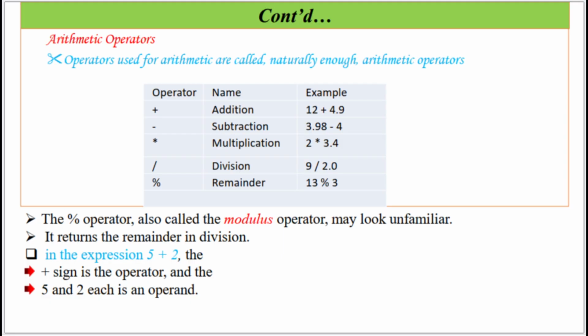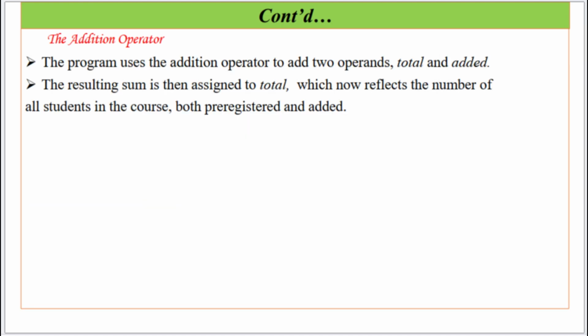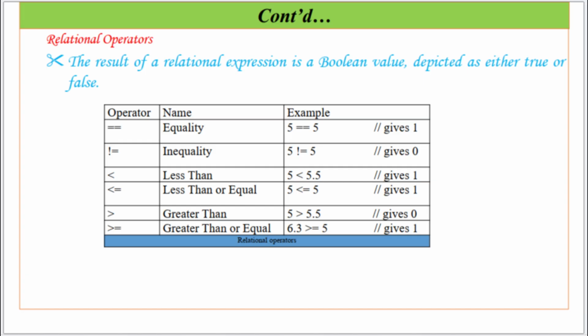In the expression 5 + 2, the plus is the operator and 5 and 2 are each an operand. The addition operator: the program uses the addition operator to total the two operands, pre-registered and added. Their resulting sum is then assigned to total, which now reflects the number of all students in the course, both pre-registered and added.